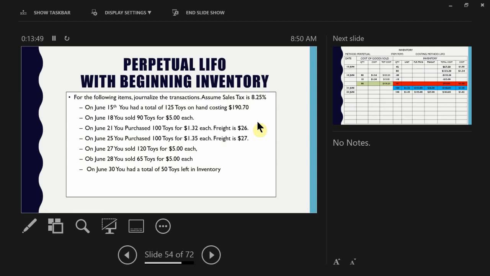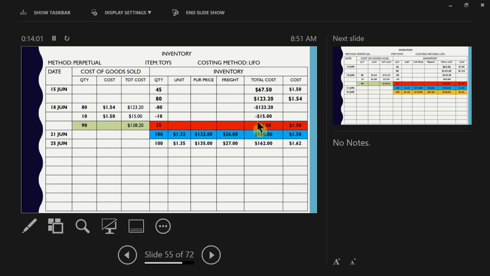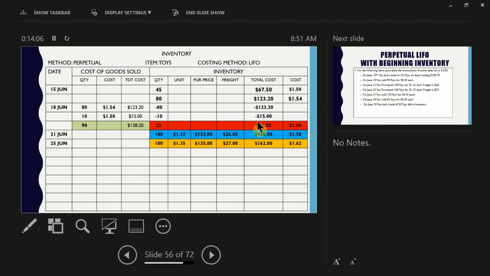And then on June 25th, we see that you purchase another 100 toys for $1.35. And of course, I've already done the calculation for you. And we're going to go ahead and choose another color. So we chose orange this time because we had yellow from our beginning, or from when we moved everything in. So I chose another color, orange. So now I've entered in more batches of inventory. So if I were to sell something, which batch am I going to take out from now? The orange. Yes, that's correct.